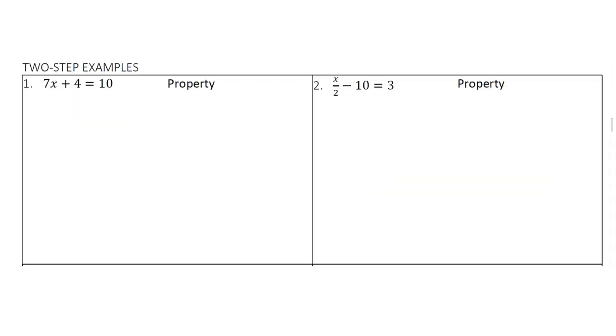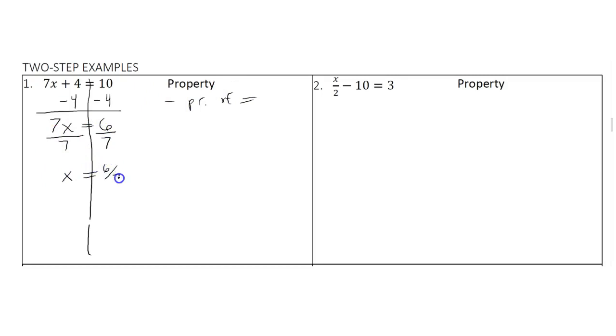In two-step equations, we must decide what to eliminate first. Look at the side of the equation that includes the variable. Start with the number that does not touch the variable, in this case plus 4. Add -4 to both sides of the equation. Using the subtraction property of equality then, we get 7x equals 6. Now divide both sides of the equation by 7, giving us x equals 6/7. Our solution then is x equals 6/7, and we have used two properties of equality.